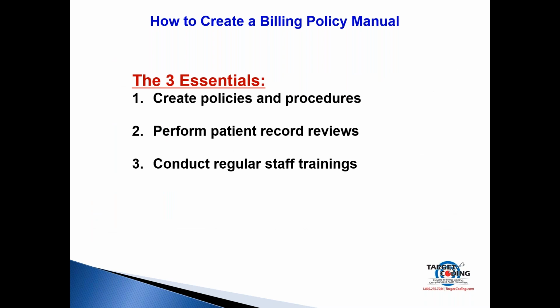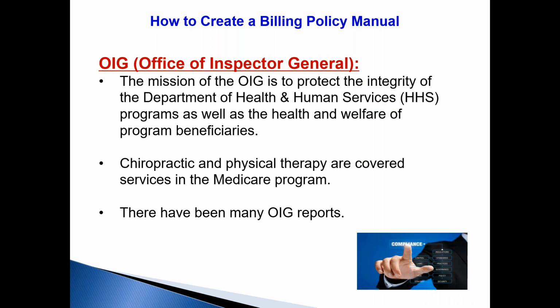There are other policies and procedures. In our training manual, we have 19 policies and procedures, but these are the three essentials here. Now, the OIG, the Office of Inspector General, the mission of the OIG is to protect federally funded programs from getting ripped off and abused by healthcare providers. So they want to protect Medicare, Medicaid. These are the federally funded programs, TRICARE.